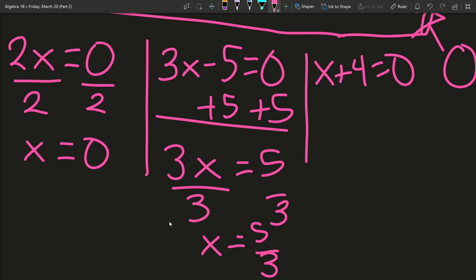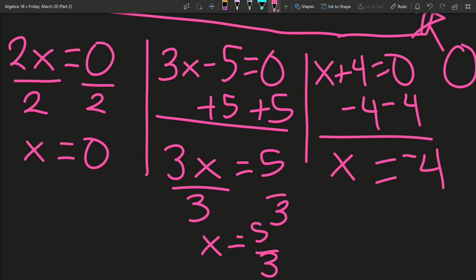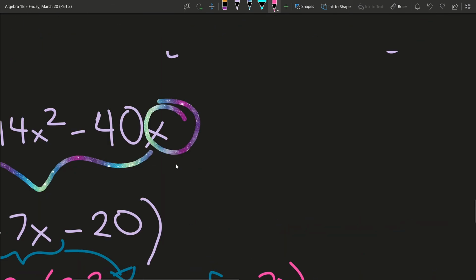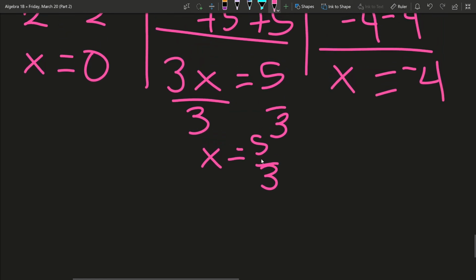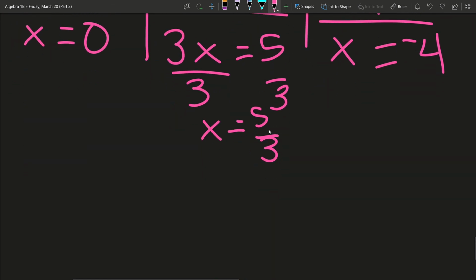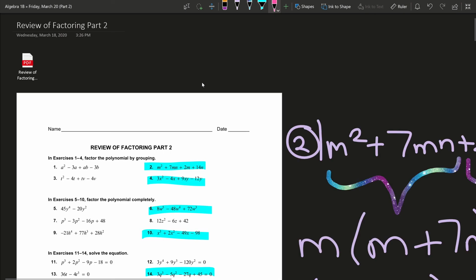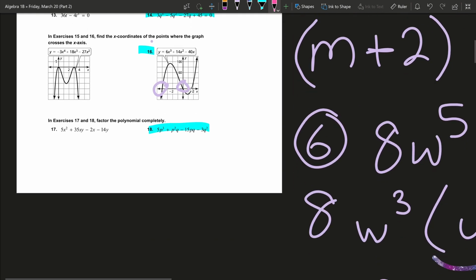And then on the right hand side we have x plus 4 is equal to 0. Subtract 4 on both sides. And we're left with x equals negative 4. And that will be the answer for that one. And if you look back, let's remember our answer was x equals 5 over 3. This was the one that we were having a difficult time solving from the graph alone, which looks pretty accurate to this one right here.